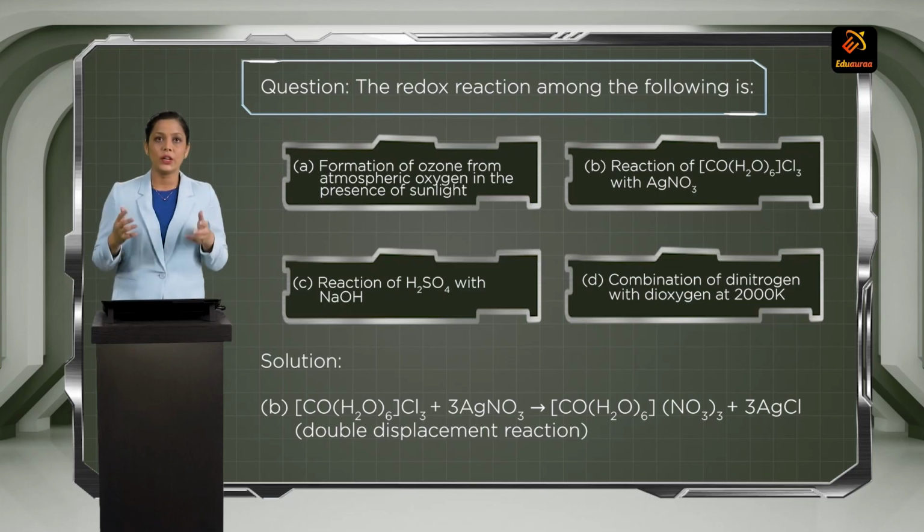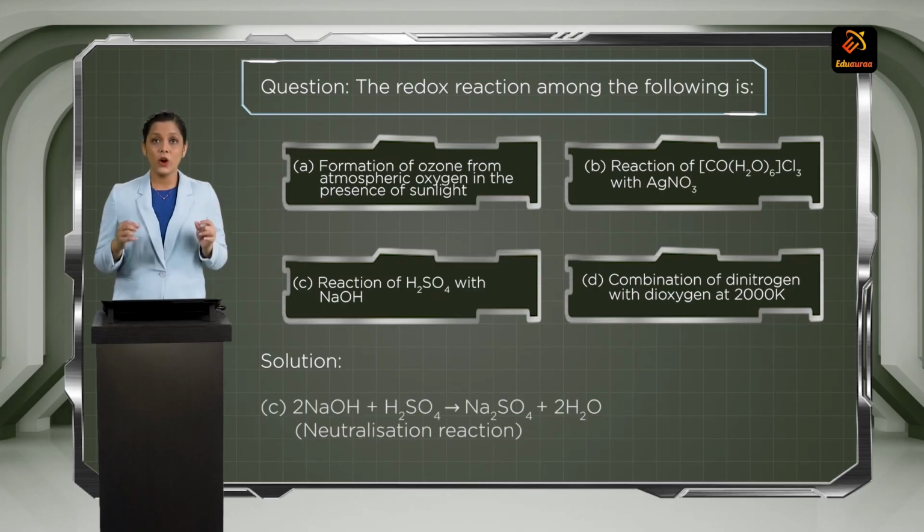Moving on to the third one, that is NaOH, sodium hydroxide, reacting with sulfuric acid, H2SO4, giving us sodium sulfate, Na2SO4 with 2H2O, that is water. Again, a neutralization reaction and no change of oxidation number.